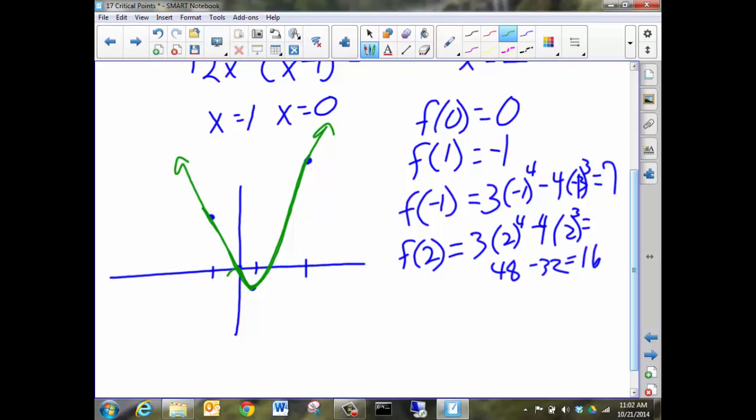The derivative is 0 when x equals 0, so it can't look like that. So what does it got to look like? We know the derivative is 0 right here. So what's it got to do? It's got to turn back over and do something like that.